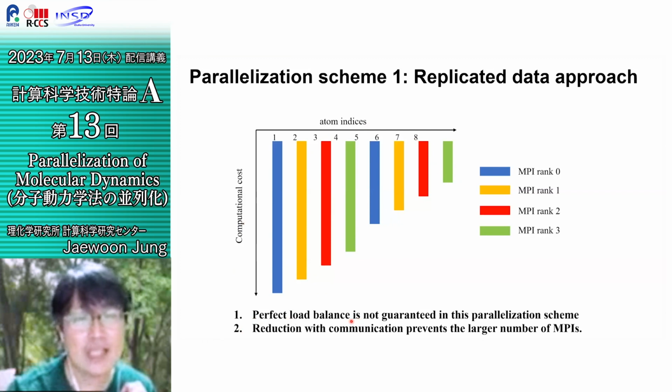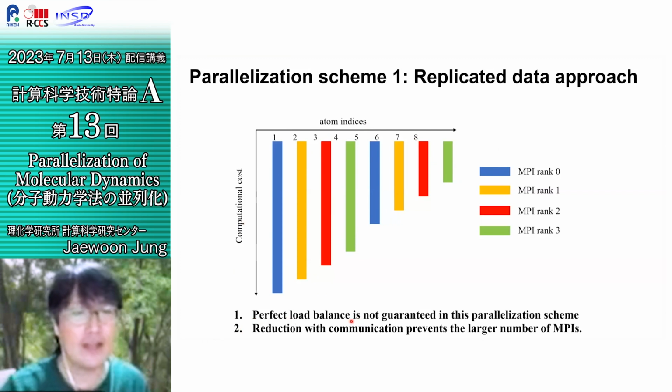Load balance means that every processor finishes the calculation at the same time by doing the same amount of calculation. But in this case, some ranks might have more computational cost, and other processors will finish the calculation much faster and just wait. And because every processor has all of the data, the communication can also be very large.